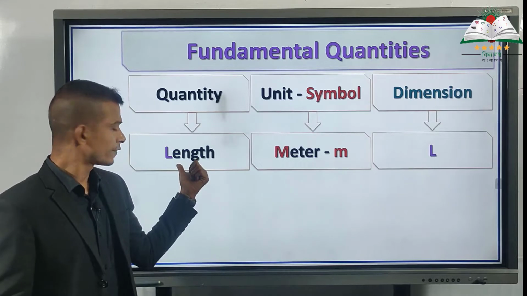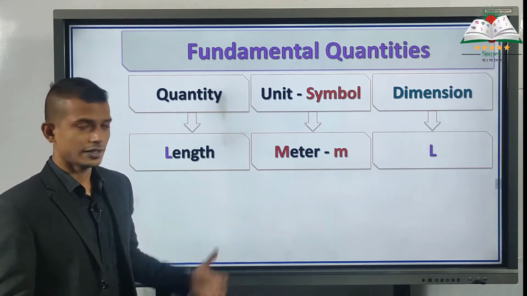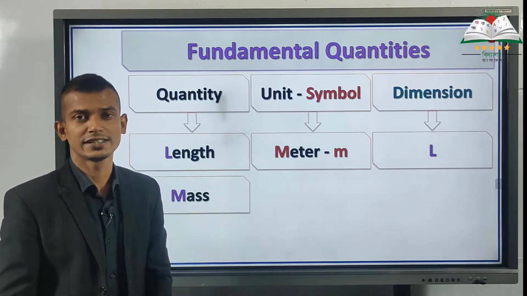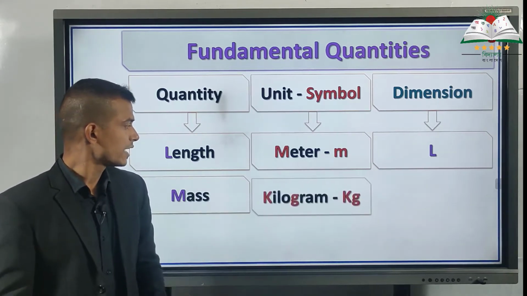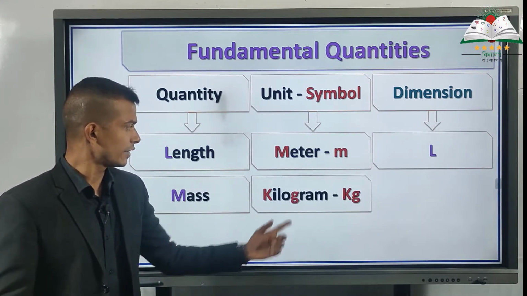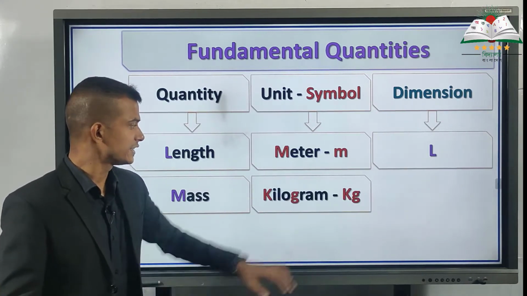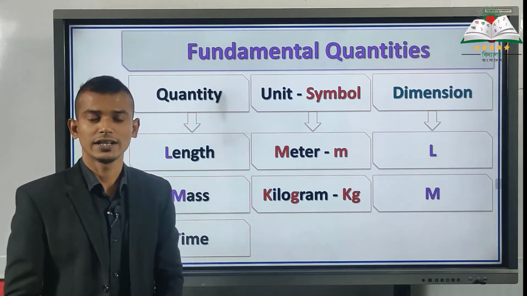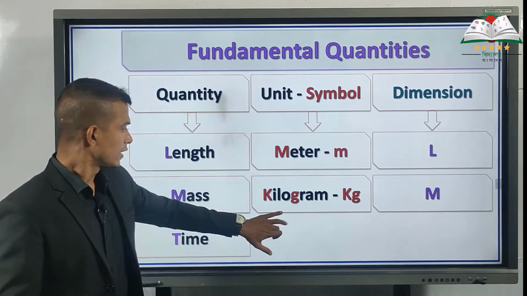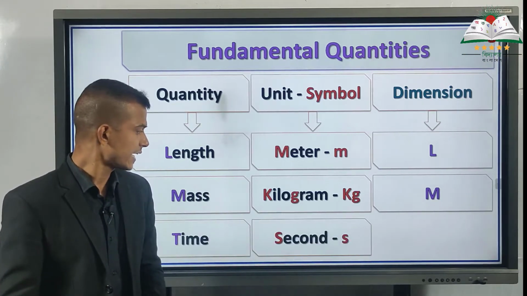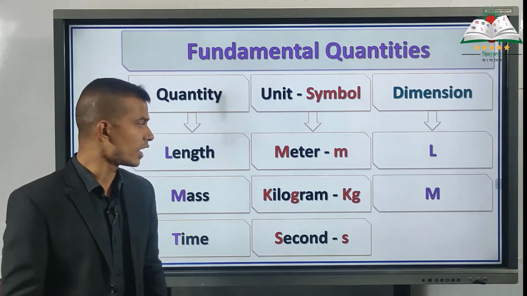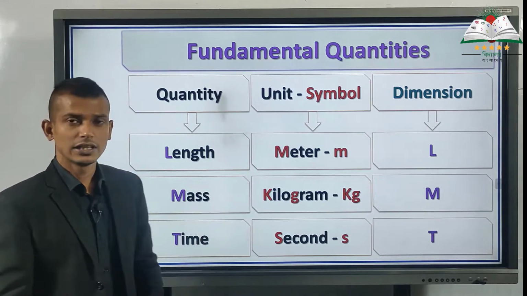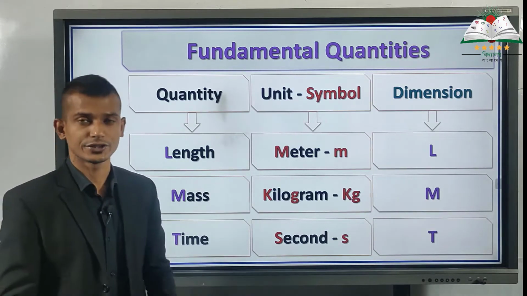As you can see, the first letter that I highlighted is the dimension. The second one is mass, and we measure mass in the SI unit as kilogram, and we can write its symbol as kg, and it has a dimension of capital M. The third one, as you know, is time. The SI unit of time is second, and we use its symbol as a small s, and it has a dimension of capital T.